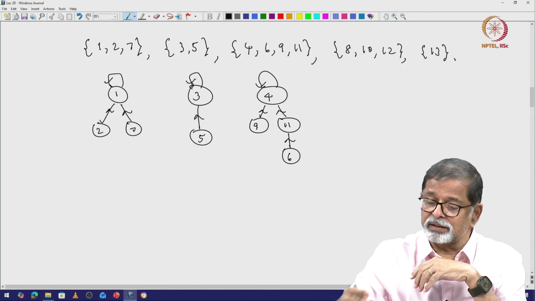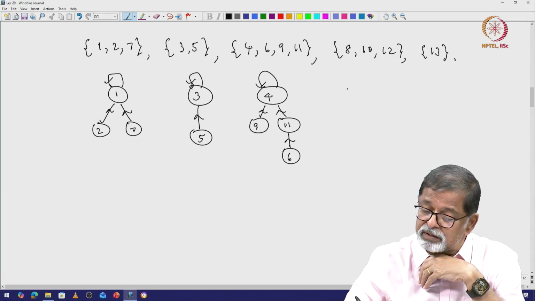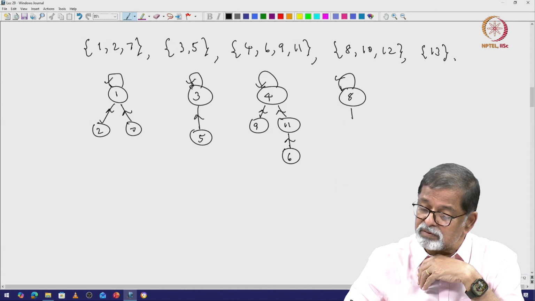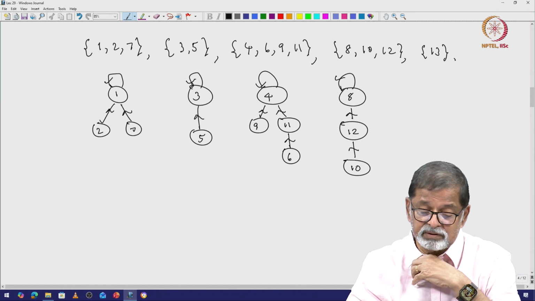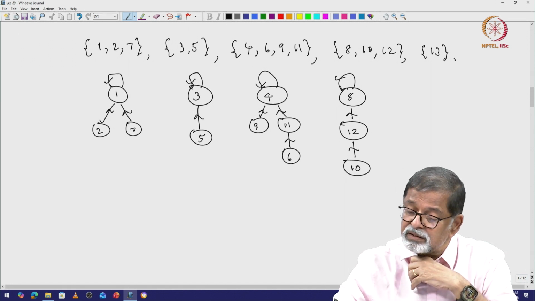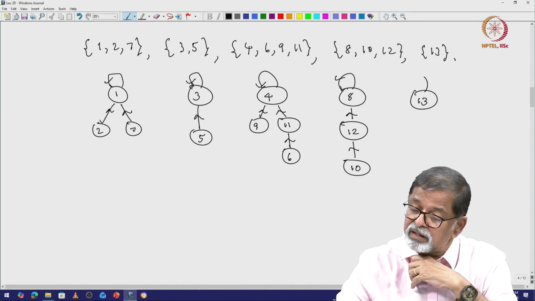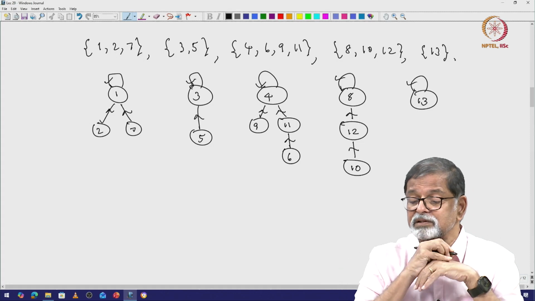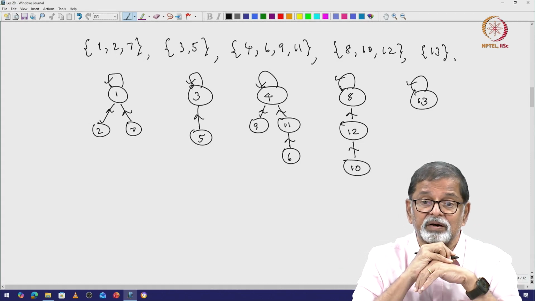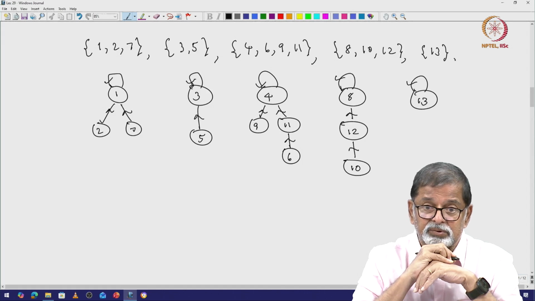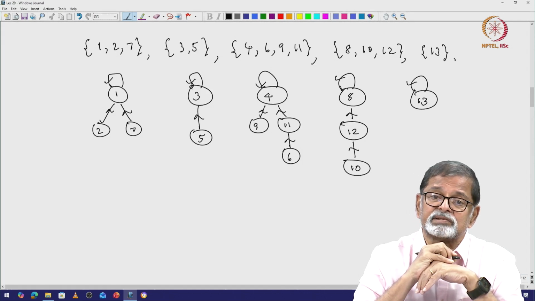Okay. And 8 and 12, the name is 8. 12 may refer to it, and 10 may refer to this. And 13 is a singleton, that is the root itself. So, this is the forest representation of the partition. Okay? Inverted forest representation of a partition.